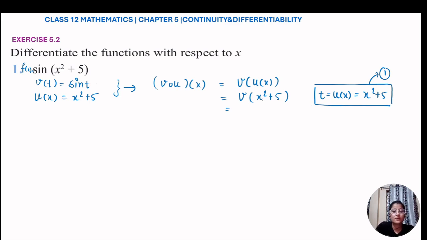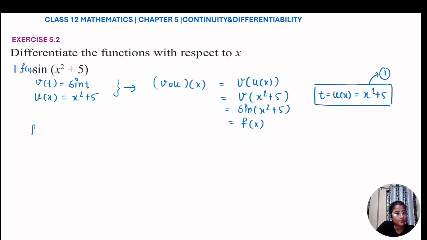So in v of x square plus 5, as your t here is x square plus 5, v of t is nothing but sin t. So this will become sine of x square plus 5, which is nothing but our f of x function. What we did here is write our function f of x as a composition of two functions. Now let's differentiate this function. We know that to differentiate the composition of two functions, we have to use the chain rule. So let's do it.